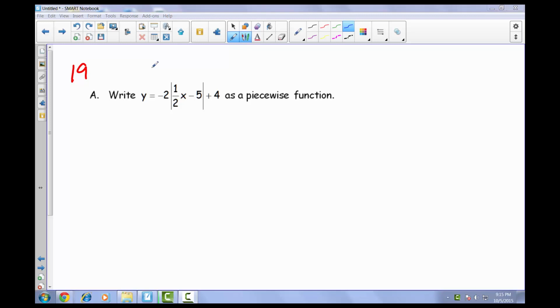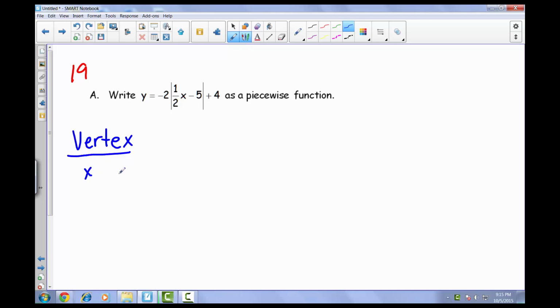Here we are at 19a from our Chapter 2 targets. Now we're asked to write this following absolute value equation as a piecewise function. The first thing that we have to identify is actually our vertex, because that's pretty much what tells us our break in terms of our piecewise function.